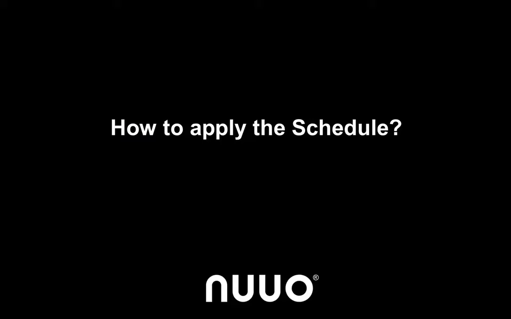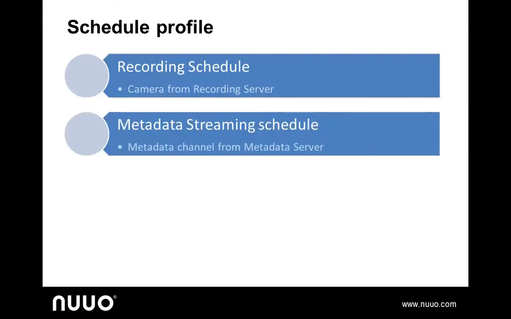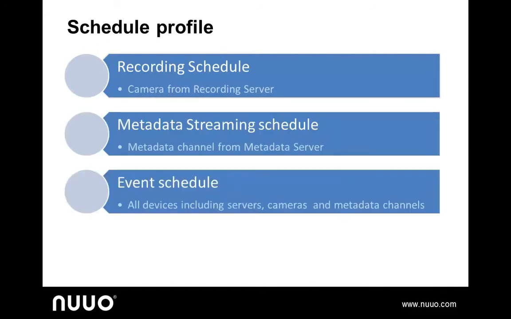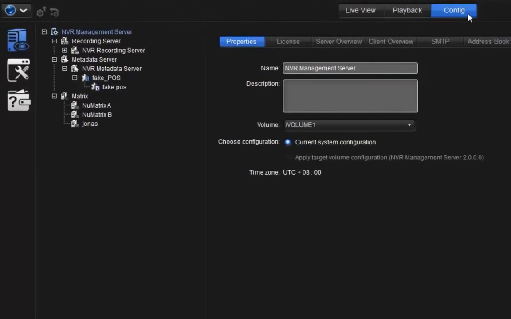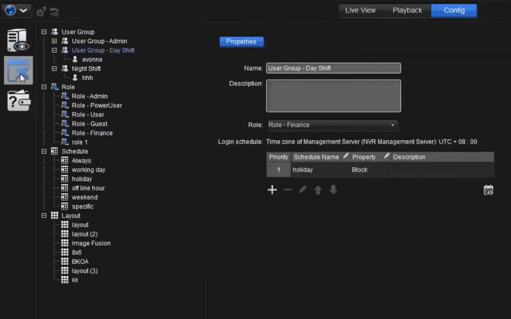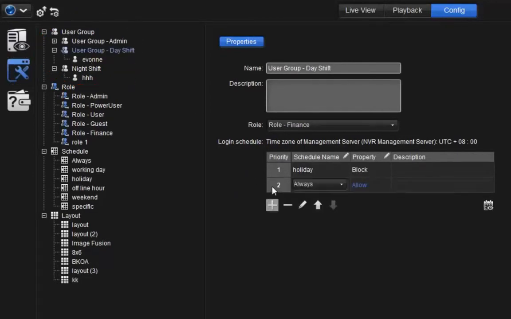Having set up the schedule profile, now let's review how to apply the schedule to the settings. As previously mentioned, schedule profiles apply to the following settings: recording schedule, metadata streaming schedule, event schedule, and user login schedule. Let's demonstrate with user login time. Go to New Client Config tab, System Configuration, User Group or the user to which you want to apply the schedule. Click on Add to assign a schedule that you have created previously.